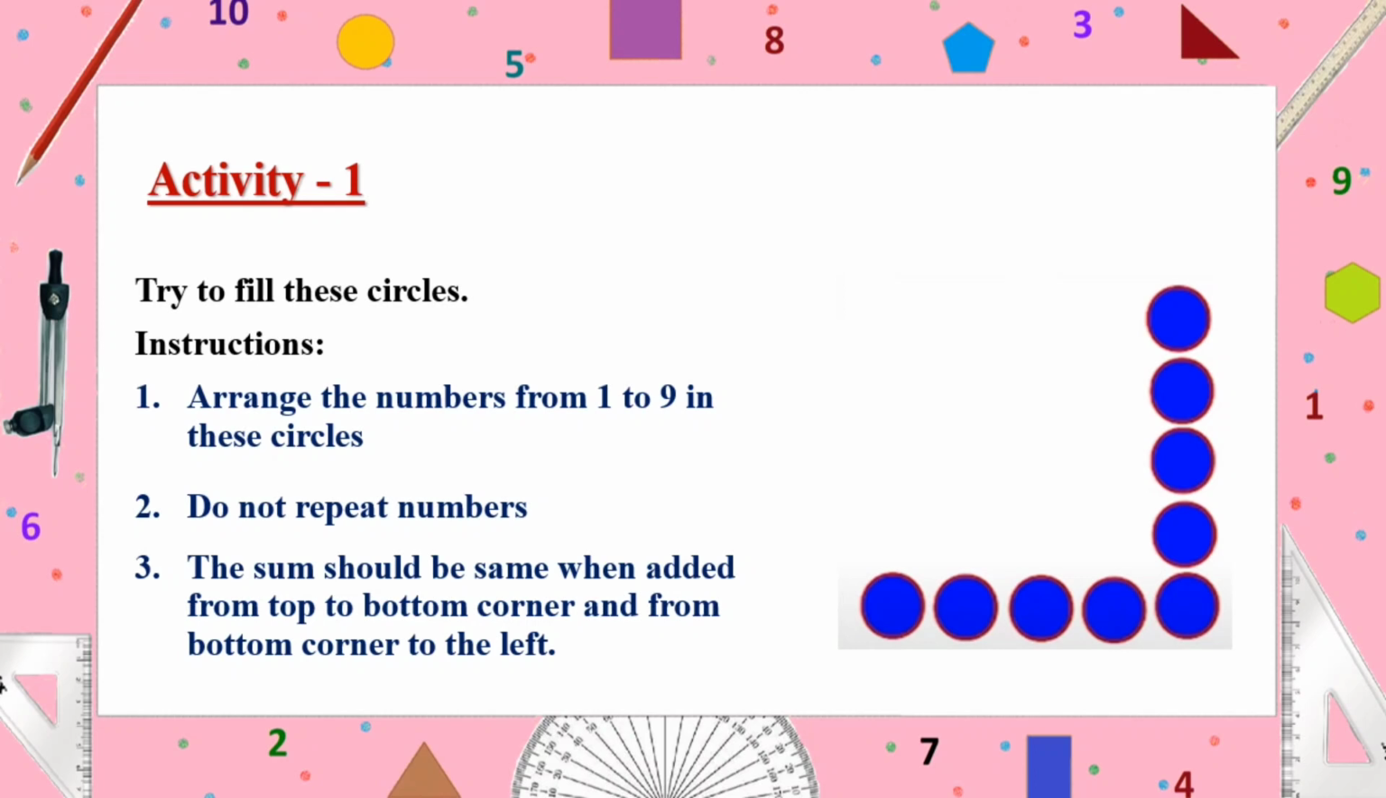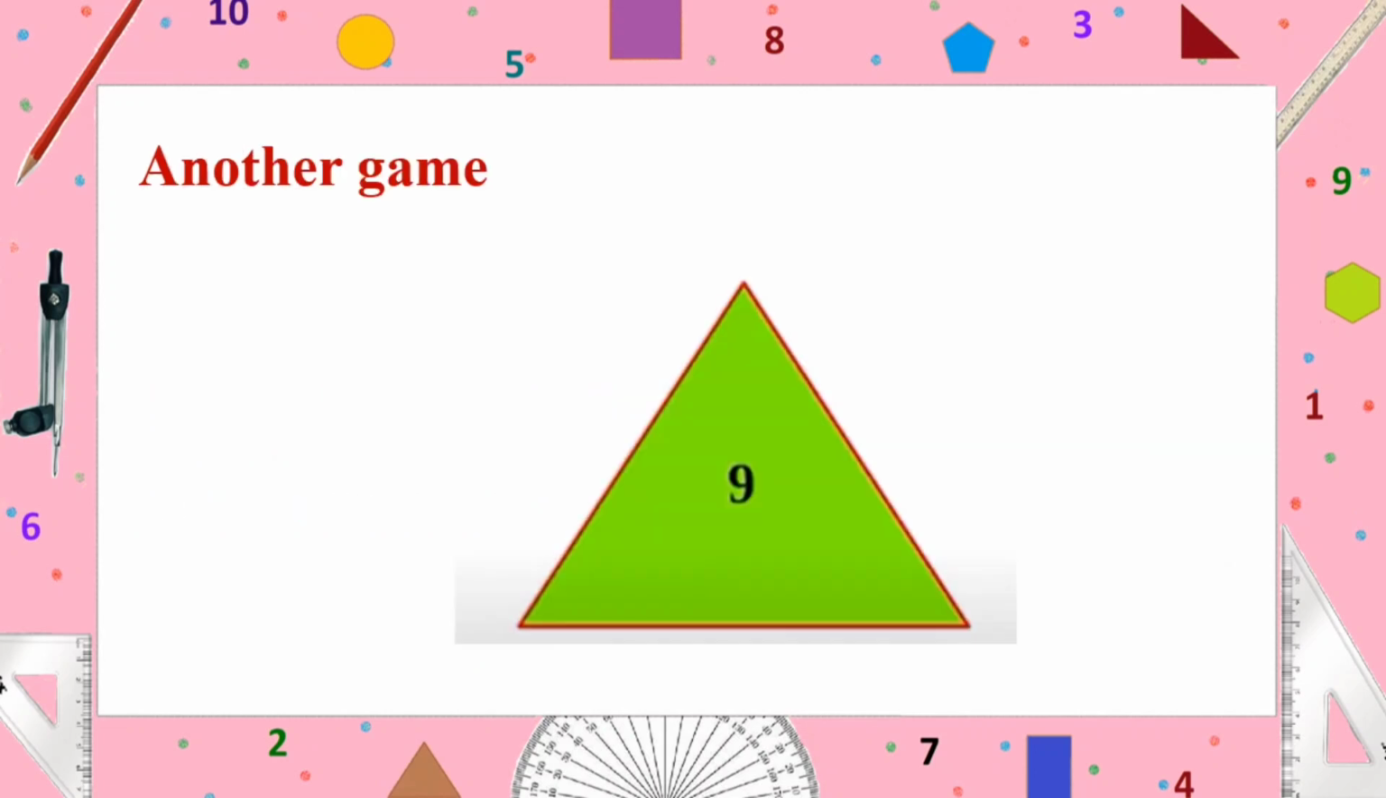First, draw a triangle in your notebook and write the number 9 inside the triangle. Look at this. Here you can see a triangle and the number 9 is written inside the triangle.